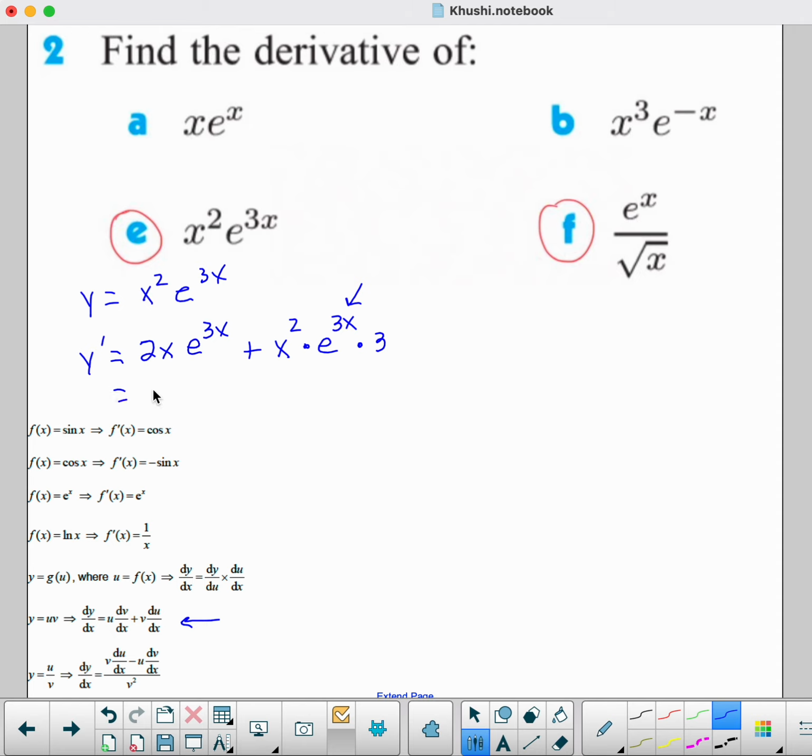Clean it up just a little bit. 2x e to the 3x plus what? 3x squared e to the 3x. Done, done, done, done, done.